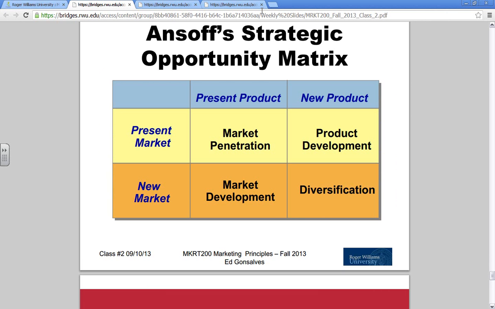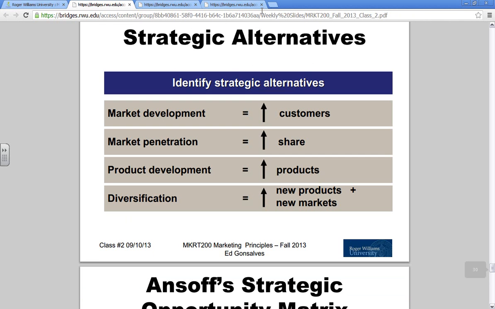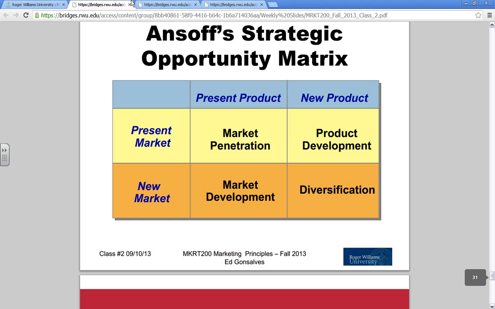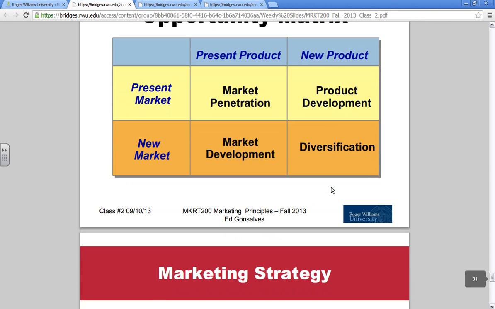Ansoff's matrix is just a visual way of showing this. It's just a different way to think of it, right? So if you're in an existing market with an existing product, you're trying to grow share, that's market penetration. If you're in a present market and you have a new product, that's clearly product development. And if you're in a new market and you have an existing product, you're trying to develop that market. And if it's both new markets and new products, that's diversification. So that's really the same thing as the other slide, but thinking about it a little differently.